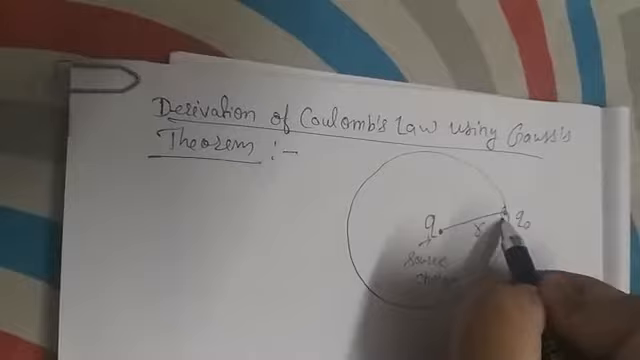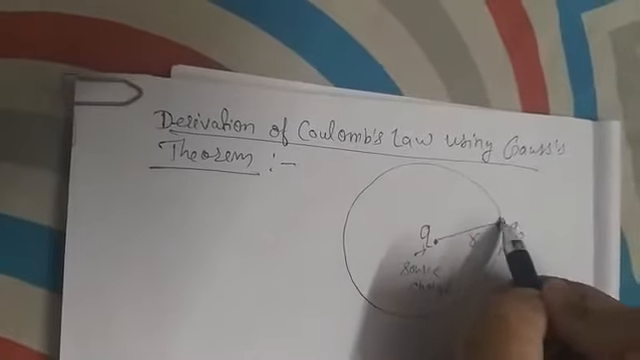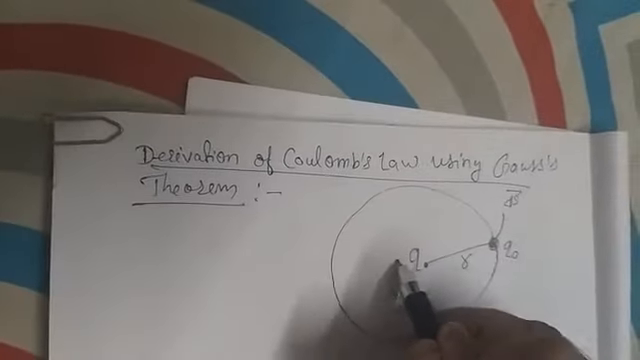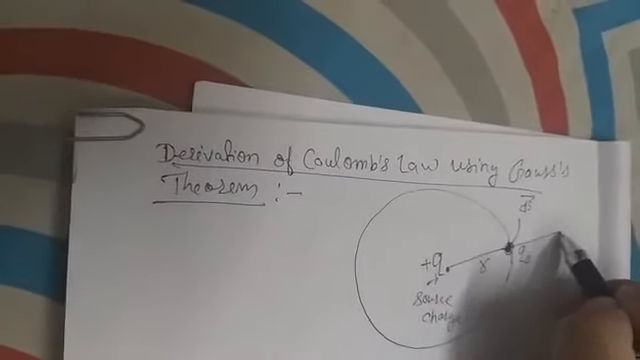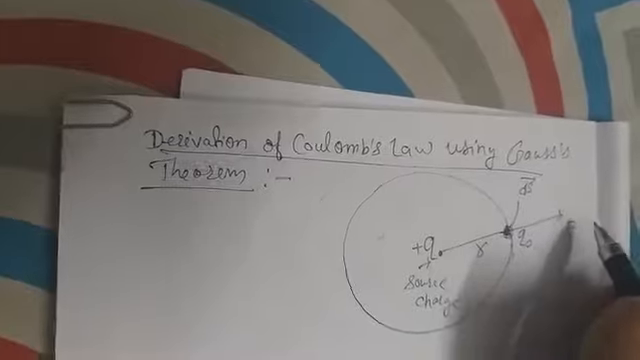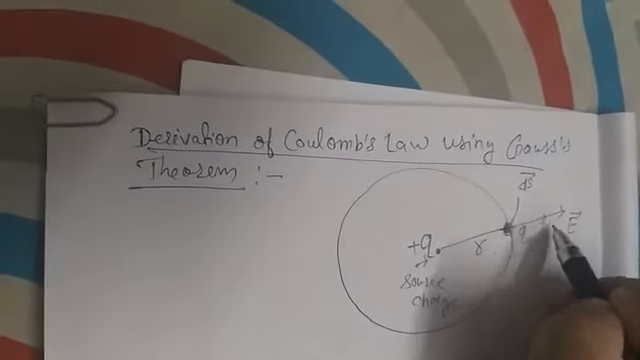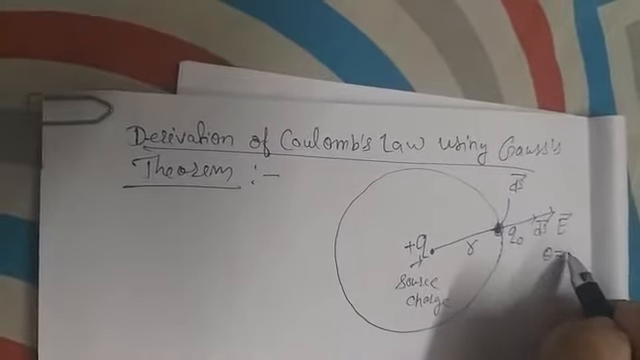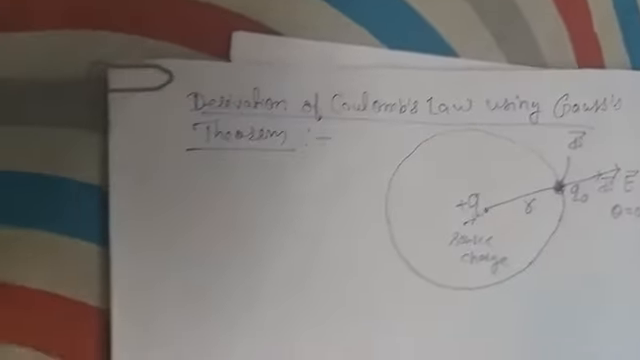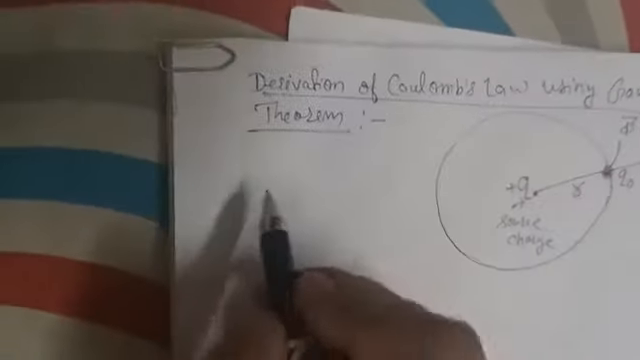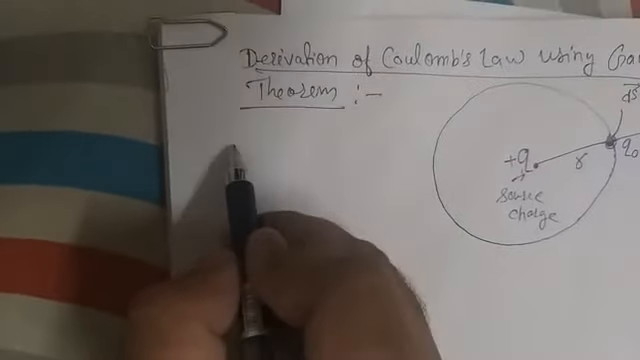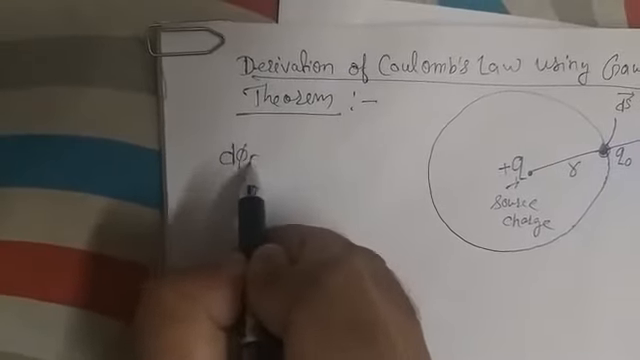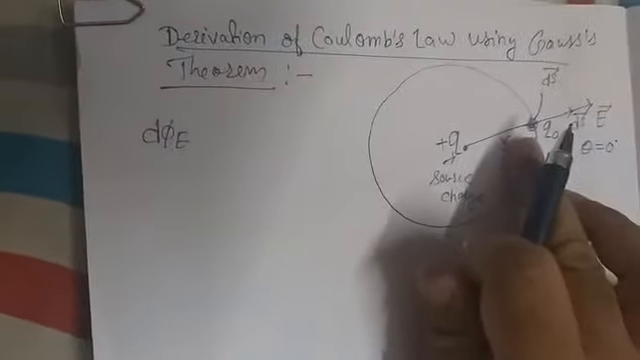Okay, so now let us consider a small area ds. So this charge is positive, so electric field is there, and hence area vector is also there. So the angle between electric field and area vector is 0 degree. Now what is the small flux due to a small area?